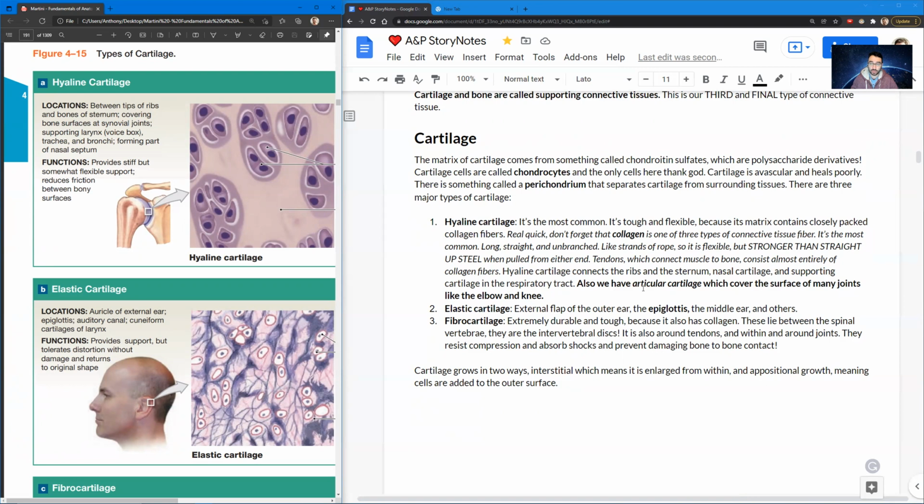Hyaline cartilage connects the ribs and the sternum, forms the nasal cartilage, and is supporting cartilage in the respiratory tract. All right. We also have what's called articular cartilage, which covers the surface of many joints like the elbow and the knee. Articular, articulate, it moves, makes sense. Elastic cartilage is like the external flap of our outer ear. It's like the epiglottis. That covers our trachea when we're swallowing food.